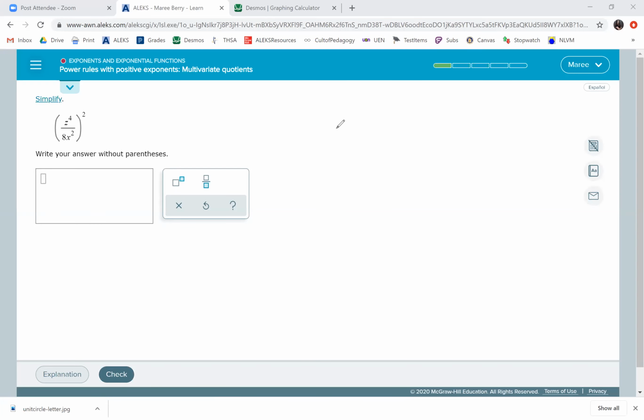Okay, so we're going to take the numerator, z to the 4th, and square it. And then we're going to take the denominator, 8x squared, the whole thing, and square it. In the numerator, we're going to multiply 4 and 2 to get z to the 8th. In the denominator, we're going to raise each factor. So we're going to have 8 squared times x squared, squared. So we have z to the 8th over 8 squared is 64, and x squared squared is x to the 4th because you multiply those two.